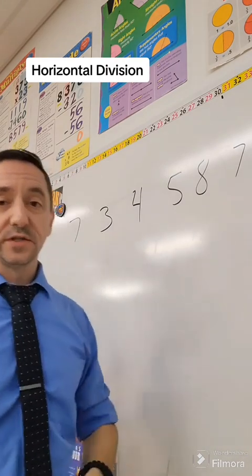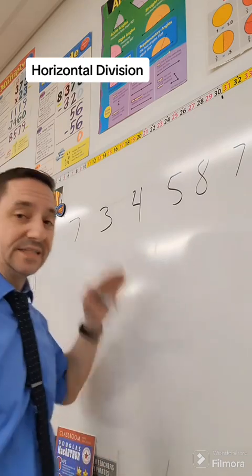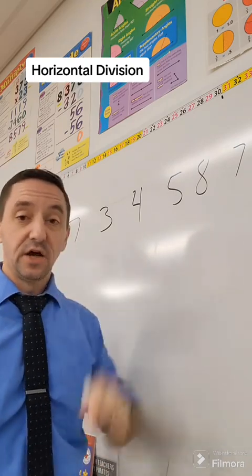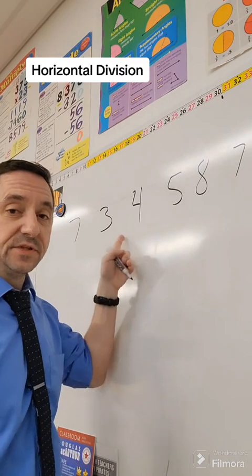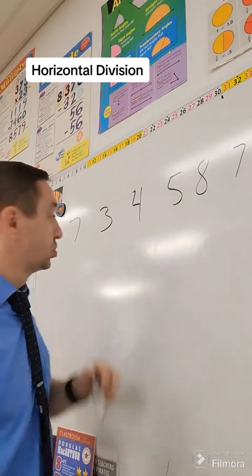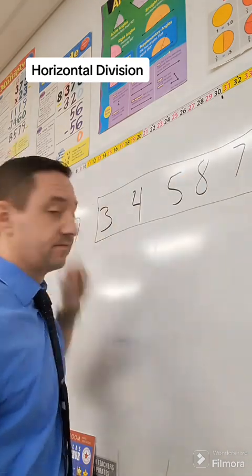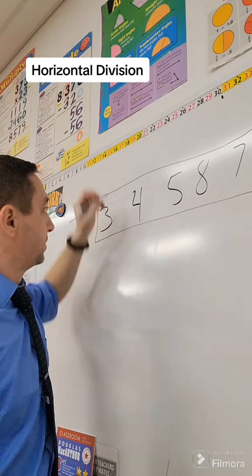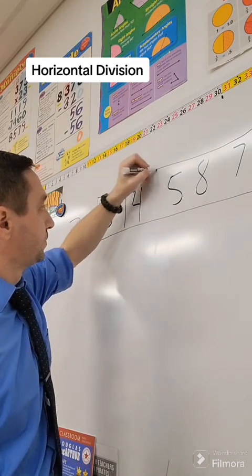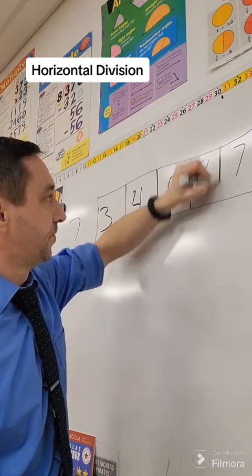Now, to do horizontal math, what I'm going to do instead of going down and drawing the traditional sign for division, I'm going to put this in a box. So I'm going to take my number, I'm going to put it in a giant box, just like that. And separate each number, just like this.